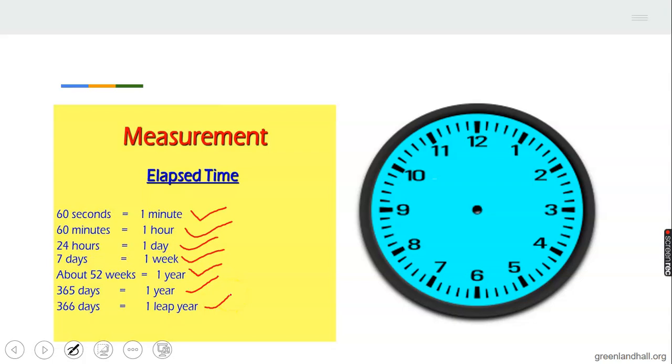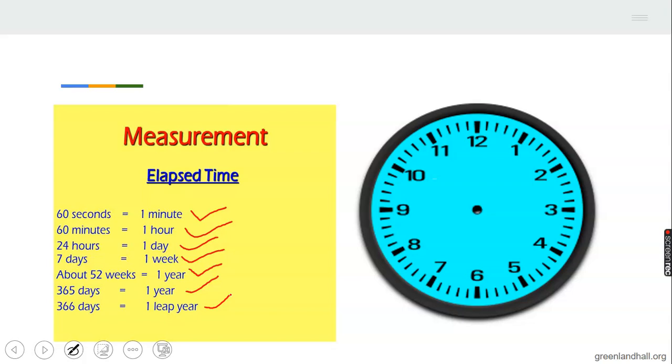I'll repeat it again, then you say it after me. 60 seconds make 1 minute. 60 minutes make 1 hour. 24 hours make 1 day. 7 days make 1 week. 52 weeks make 1 year. 365 days make 1 year. 366 days make 1 leap year.